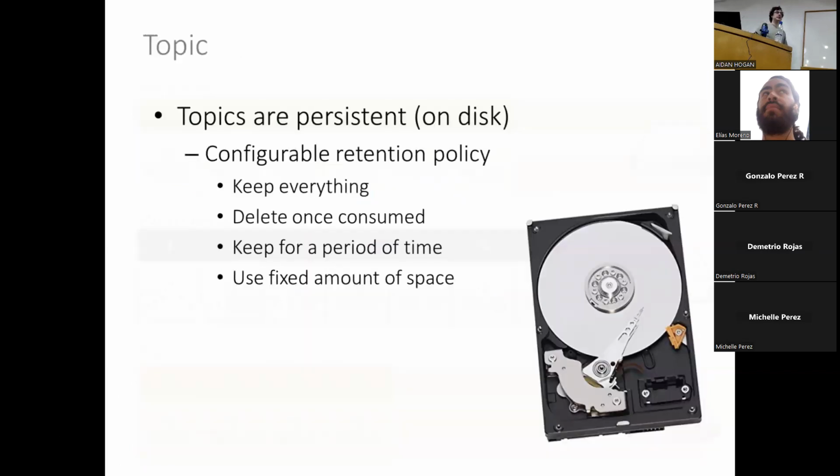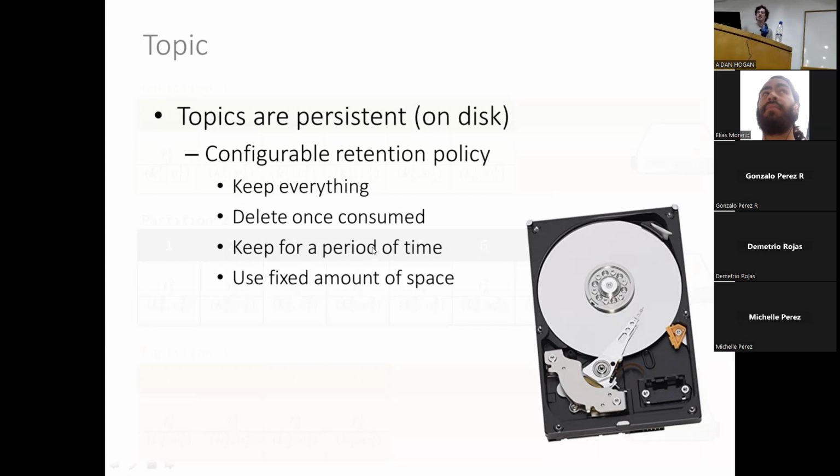Topics are persistent, so they are on disk. We can configure a different retention policy, what is retained or kept, depending on the space, the amount of messages we're receiving, how much cost we want to associate, and what we need for the application. So the first policy is to keep everything. We keep all the messages, all the history of messages in that topic. If we're receiving a massive stream of data, this might not be the wisest choice, especially if we don't need the historic information.